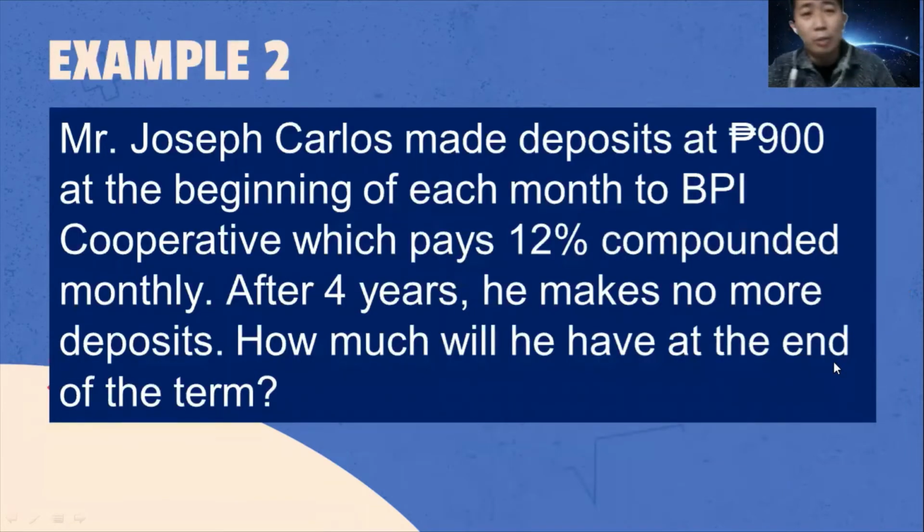Next one, we are going to solve the next problem. Mr. Joseph Carlos made deposits of 900 at the beginning of each month to BPI Cooperative, which pays 12% compounded monthly. After 4 years, he makes no more deposits. How much will he have at the end of the term?